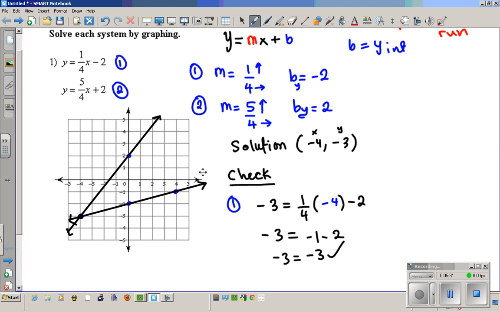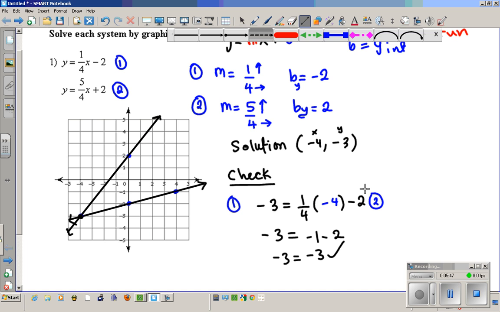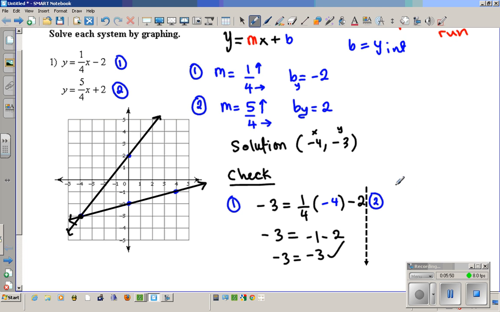But there are two equations that this point must satisfy in order for our answer to be accurate. But the first one has been satisfied. Now the second one, let me deviate off the center so we don't get confused. The second one is, is -3 equal to 5/4 times -4 plus 2? Is it?